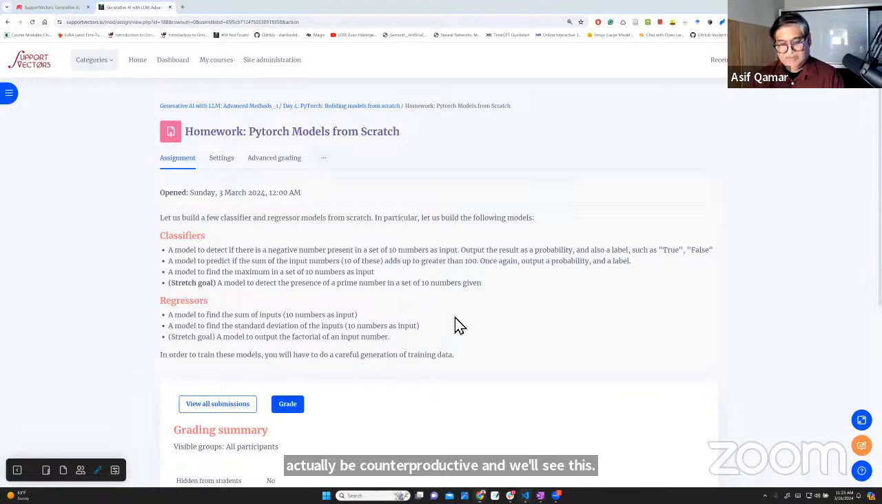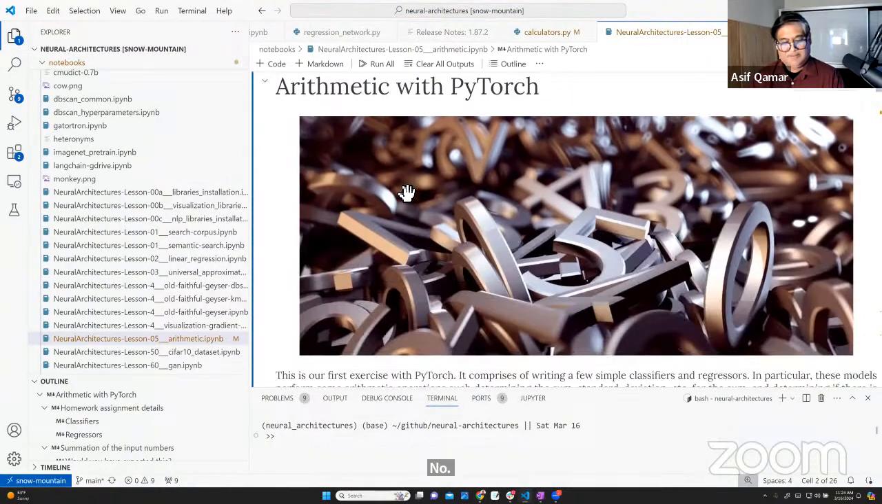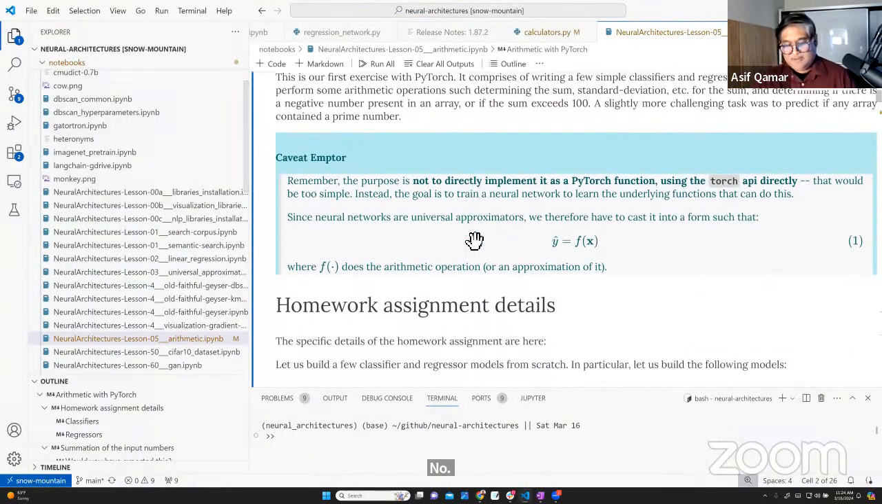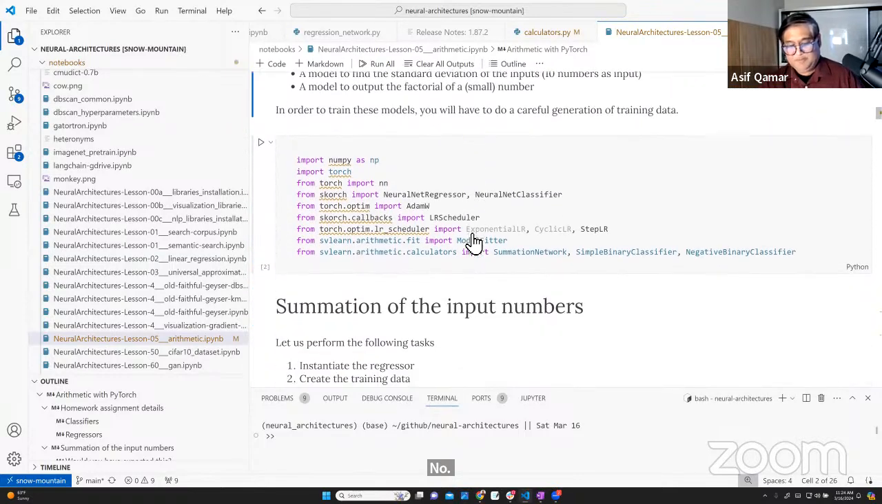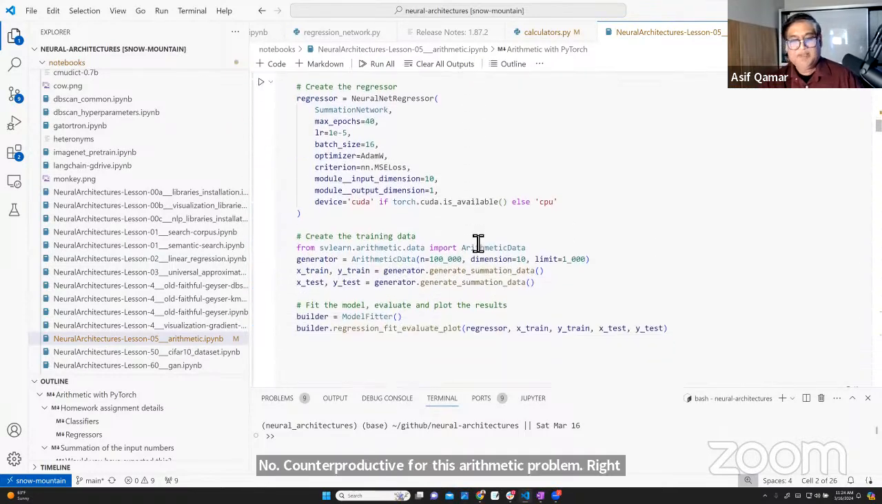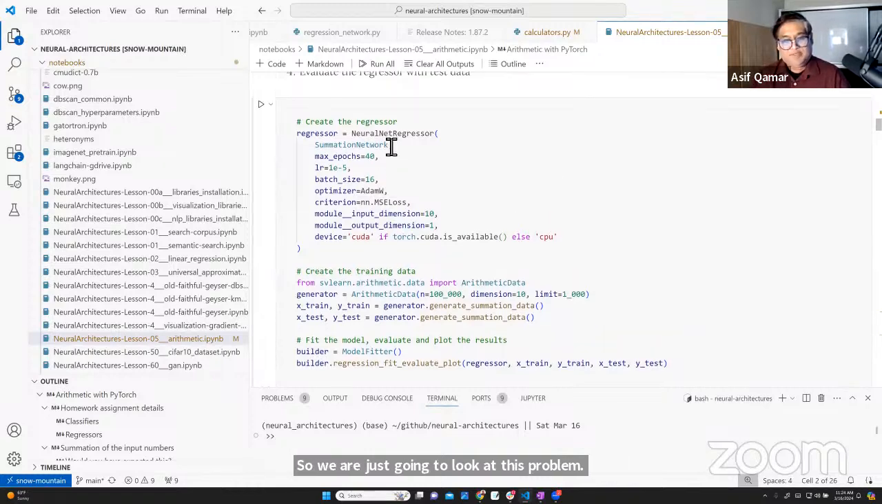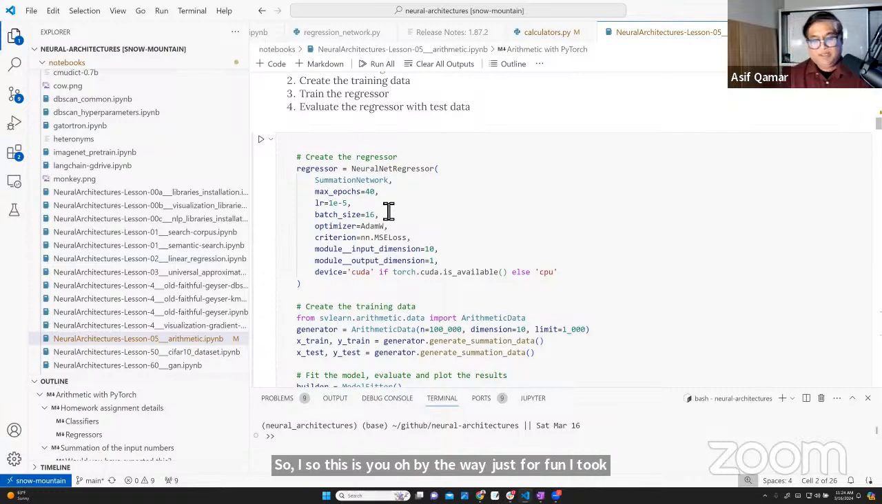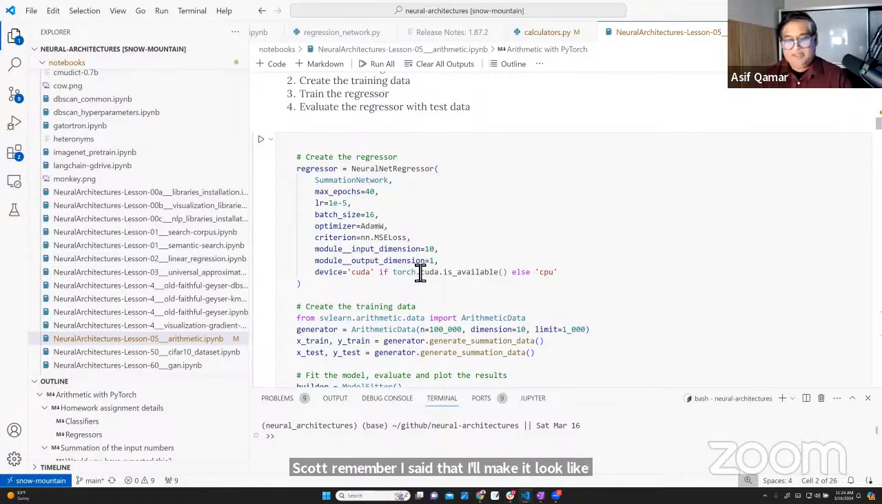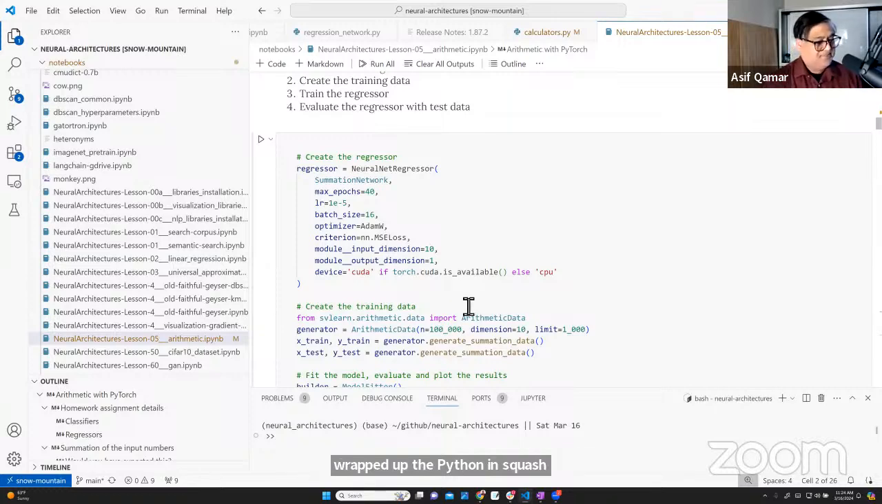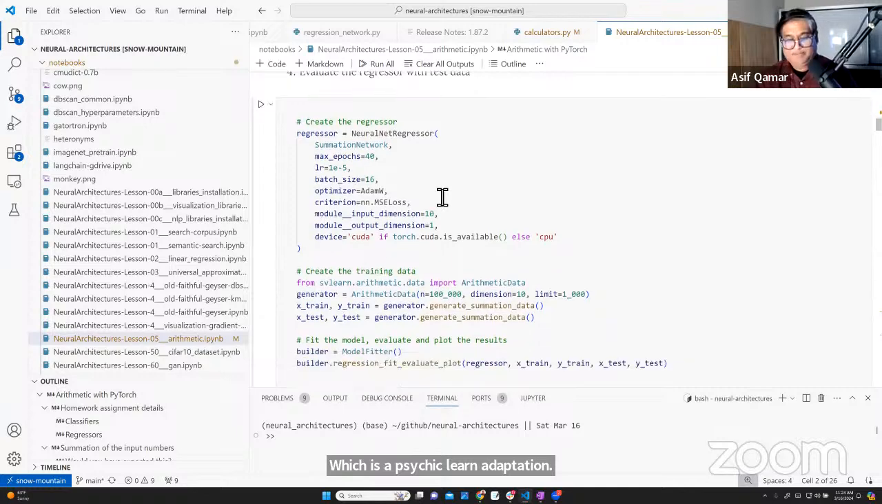Now, counterproductive for this arithmetic problem, right? With this arithmetic problem, yes. Not in general. So we are just going to look at this problem: summation of the inputs. By the way, just for fun, I took Skorch. Remember, I said that I'll make it look like scikit-learn, because last time we did PyTorch native. Here, I've wrapped up the PyTorch in Skorch, which is a scikit-learn adaptation or wrapper around that. And next time, maybe I'll give a PyTorch-like example.